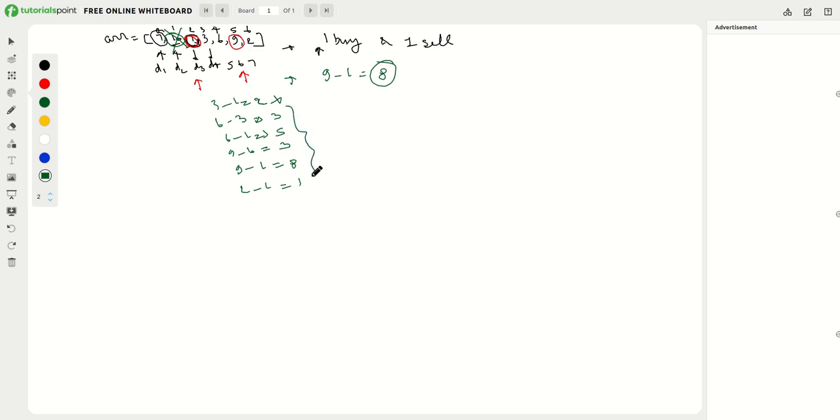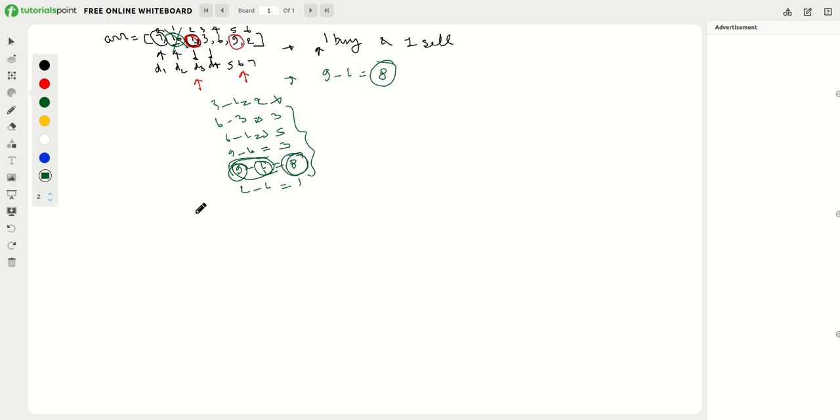So what is the maximum profit? This is the problem. So for this pair, if we buy on day 3, where the stock price cost is 1, and if we sell on day 6, that is day 5 basically, where the stock price is 9, if we sell at this price, we will get the maximum profit here, right?